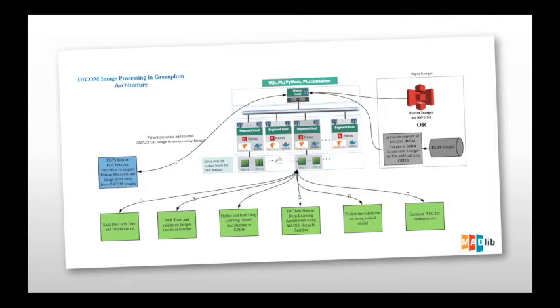So the byte array format images will be loaded into a table across all the segment hosts. If it is on AWS S3, you don't have to do this byte array conversion and all that. You can directly read the S3 as such. So once the data is available, the DICOM images are available in the byte array format on all the segment hosts.